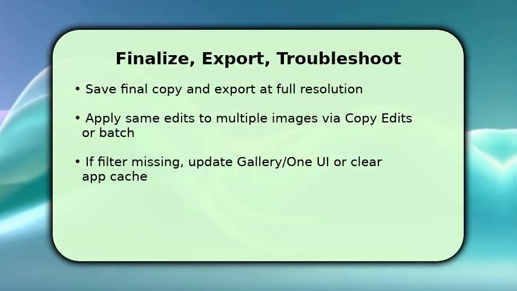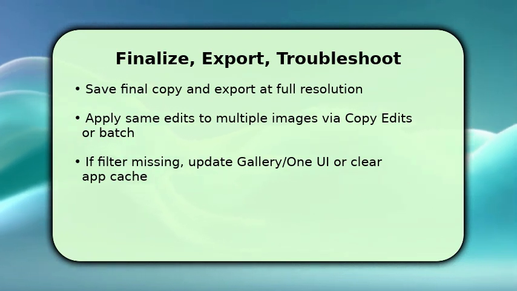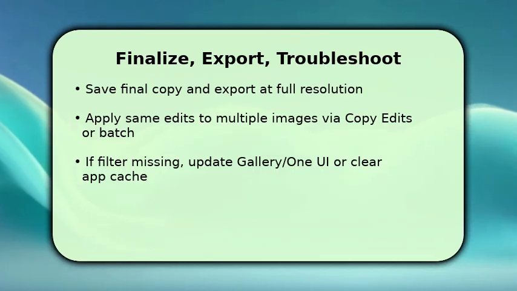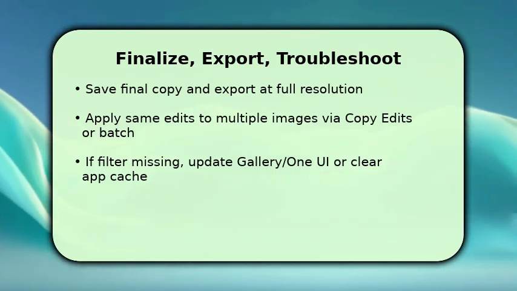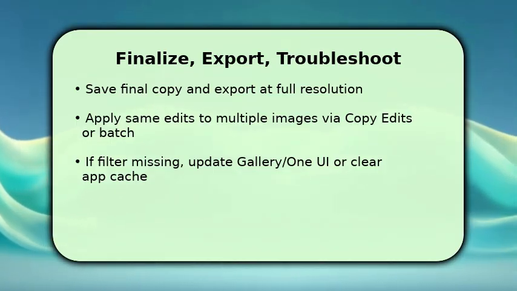To repeat the look, use copy edits and paste onto other photos, or use the batch edit feature to speed up multiple files. If you can't find the Vivid filter, make sure gallery and system software are updated, then clear the gallery cache or restart the phone. That typically restores missing editor features. If problems persist, reboot and check One UI version.